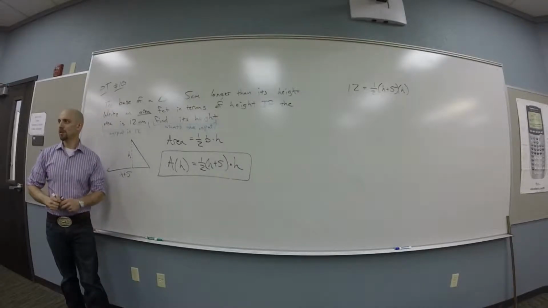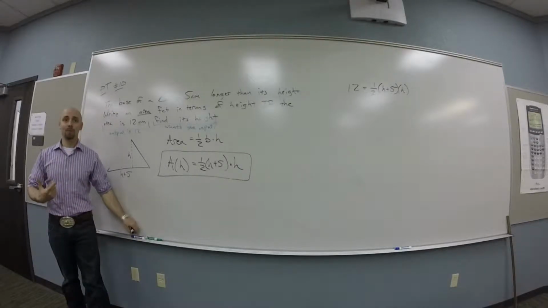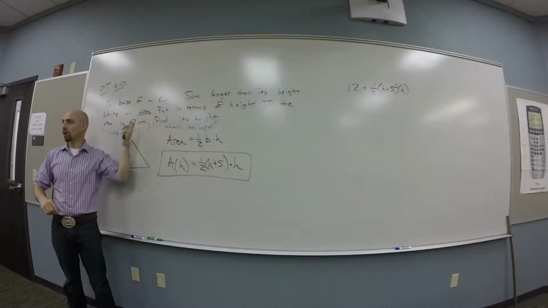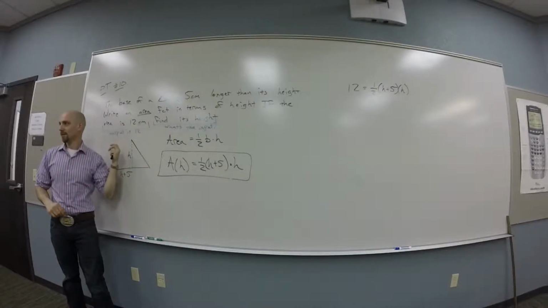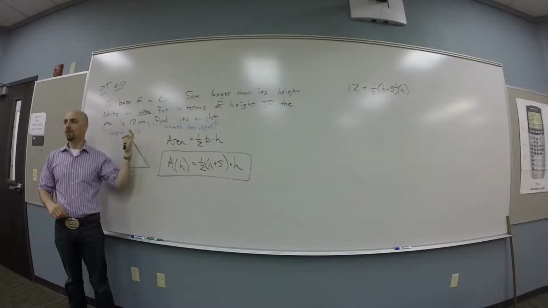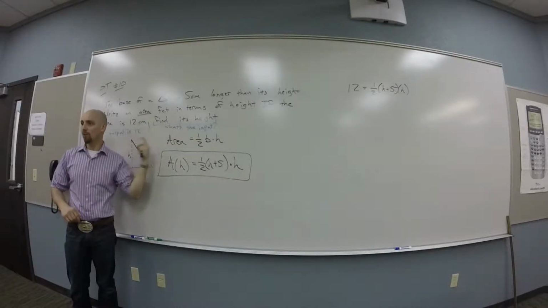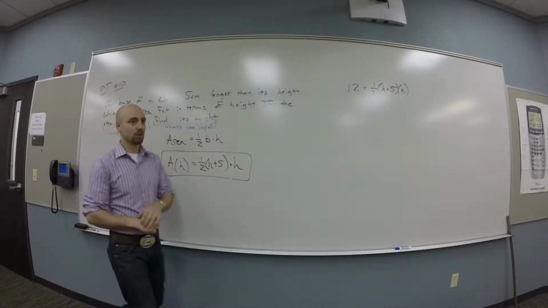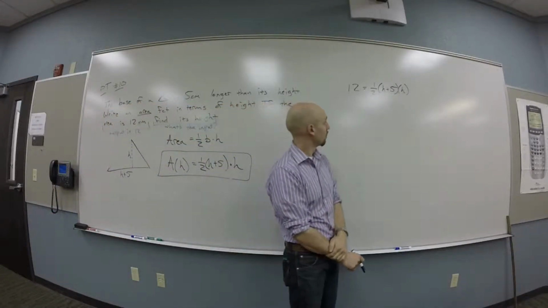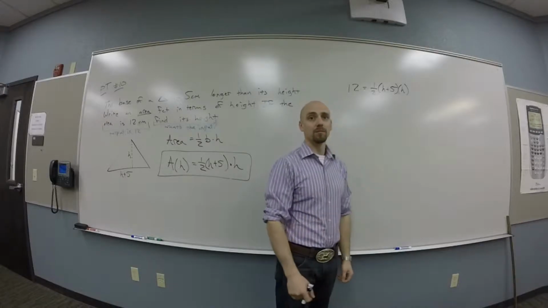You guys see that phrasing? This is going to give me a solve problem because I'm asking a question about an input given an output. If they told me the area was 5, or sorry, the height was 5, what's the area? That would be the other way, right? That would be an invalid equation. Multiply both sides by 2. Perfect. You guys with that?